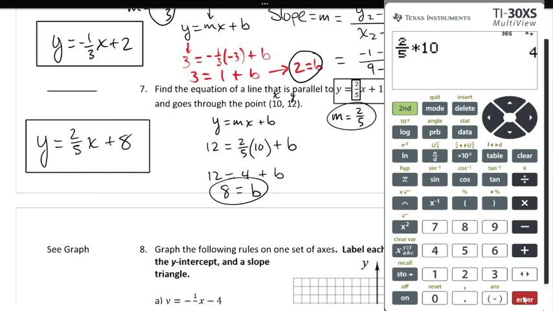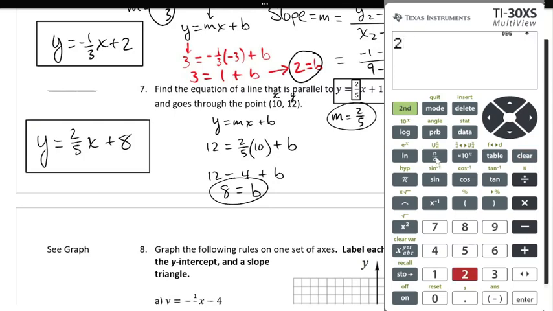So because I have an equation with a slope of 2/5, I know that my line and the given line are going to be parallel to each other. But the other thing that has to be true is that my line has to pass through the point (10, 12). Meaning, if I give this line an x value of 10, it has to give me back a y value of 12.